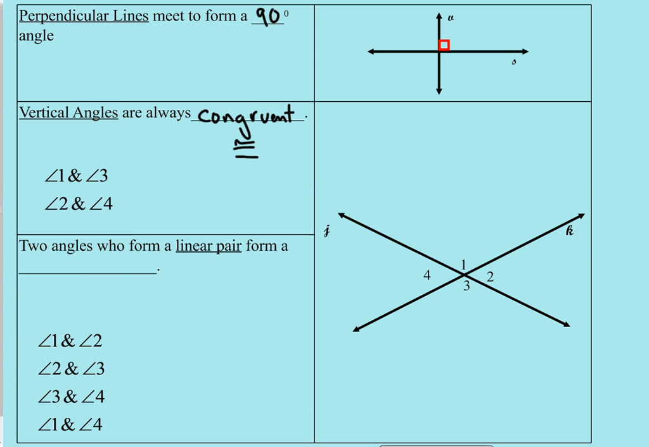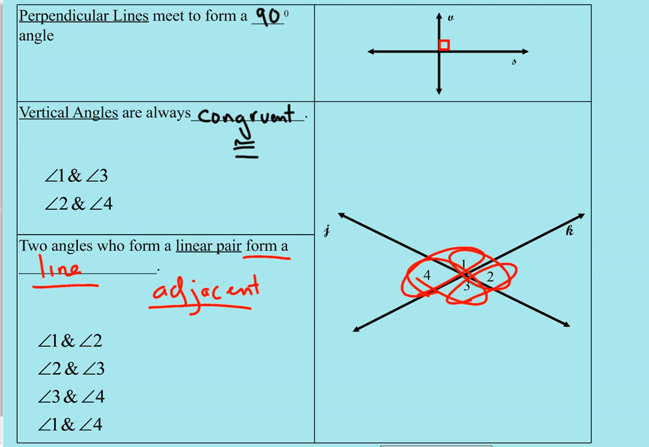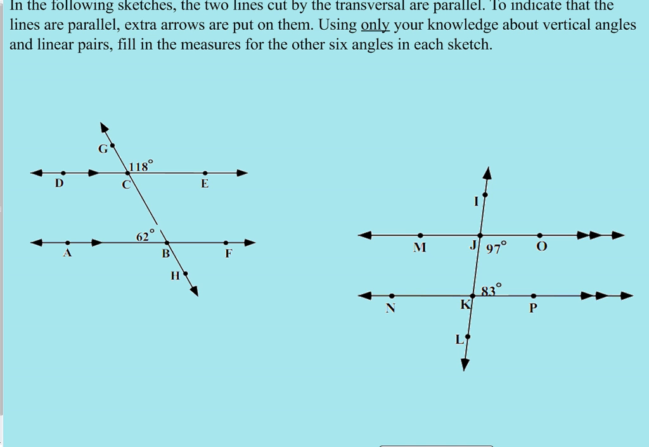Two angles that form a linear pair are going to form a what? If you're a linear pair, what do you form? You form a line. So which two angles form a linear pair? Do 1 and 2? Yes. Do 2 and 3? Yes. Do 3 and 4? Yes. Do 1 and 4? Yes. Remember, linear pair, two angles. They are adjacent and they form a line. That's all that means. So you've got two lines cut by a transversal. To indicate the lines are parallel, extra arrows are often put on them.